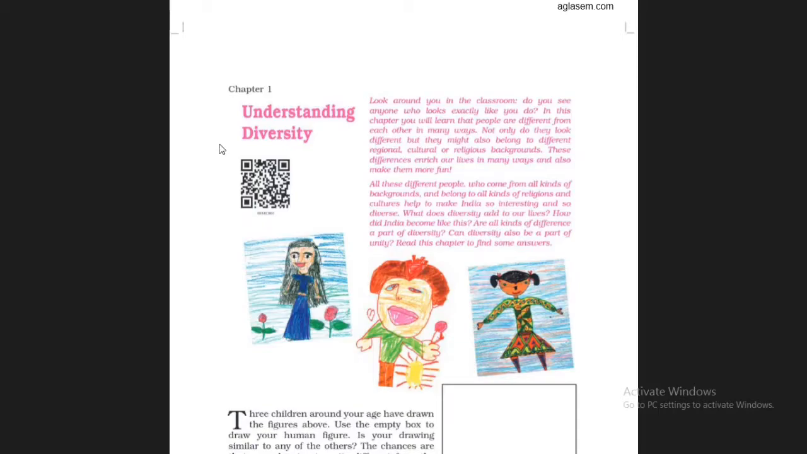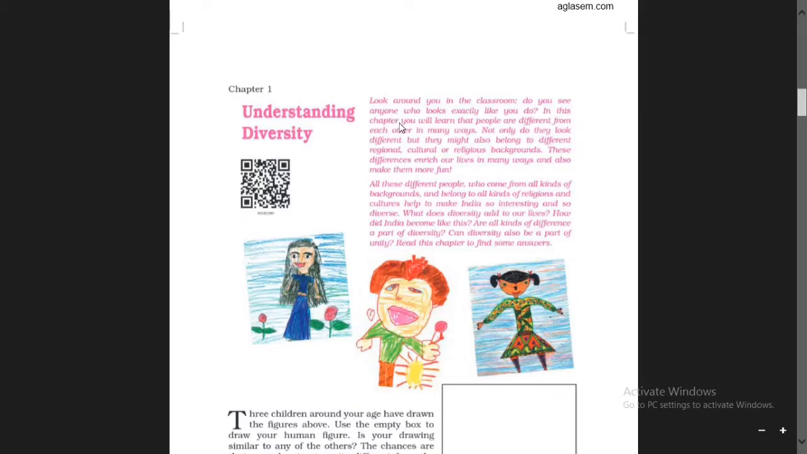Today, let us study the first chapter of civics. The name of the topic is Understanding Diversity. Understanding diversity means to understand varieties. Children, look around you in the classroom. Do you see anyone who looks exactly like you do?